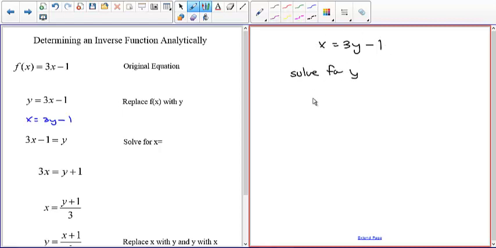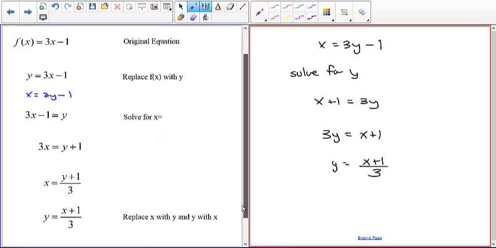Well, you'd bring this over. So you'd have x plus 1 equals 3y. Switch the sides to get the variable that you're trying to solve for on the left-hand side. And then divide by 3. So you get y is equal to (x plus 1) over 3, which is the same thing we got here.